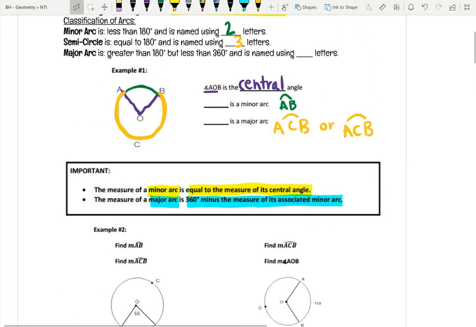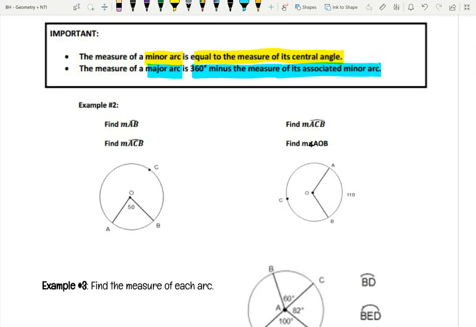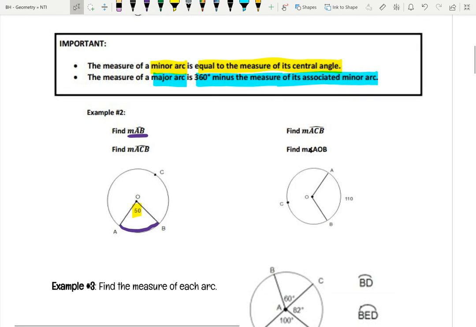Example 1 was just that vocabulary one. Example 2 says find the measure of arc AB. Arc AB is from here to here. It's that portion of the circle. You've got the central angle. You know this right here is the central angle, that 50 degrees. In this text box, it says that a minor arc is equal to the measure of its central angle. So since the central angle is 50 degrees, the minor arc is also 50 degrees.